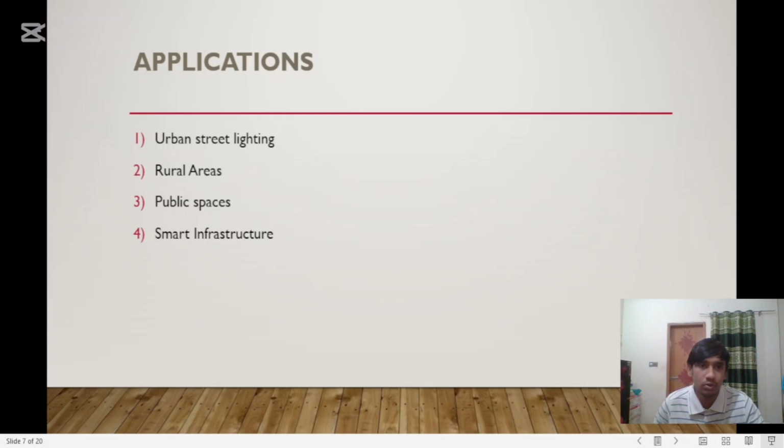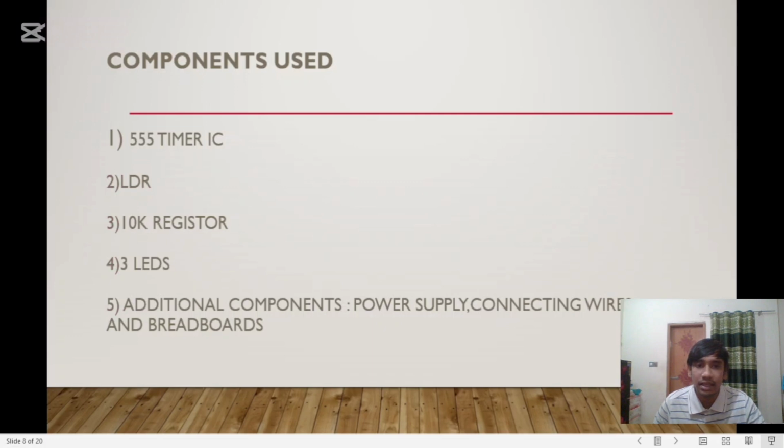Application: urban street lights, rural areas, public spaces, smart infrastructure. Moving to the next slide. Components used: 555 timer IC, LDR, 10K resistor, 3 LEDs, additional components: power supply, connection wires and breadboard. That's all for my slides.